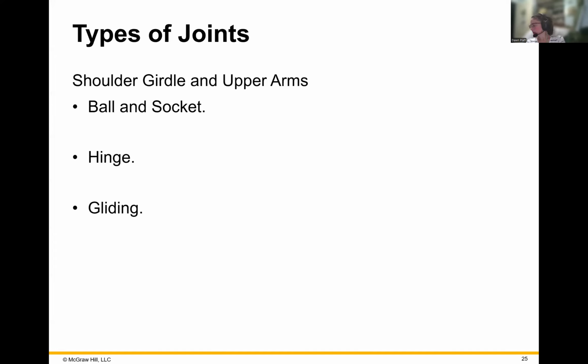This here talks about different types of joints. We have a ball and socket, a hinge, and a gliding.